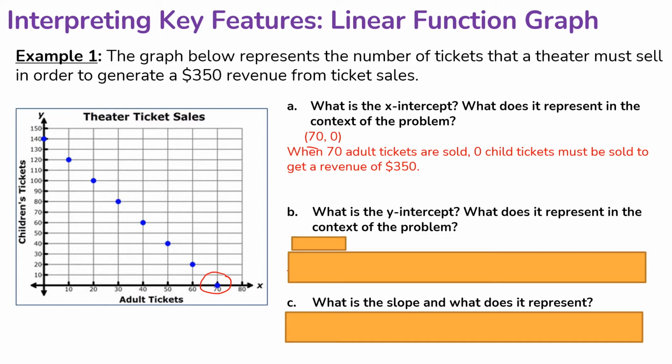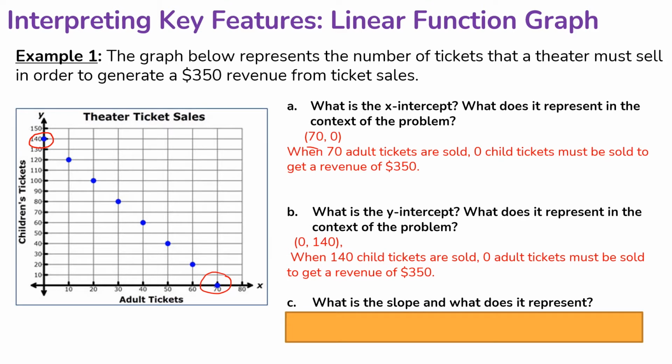It says, what is the y-intercept? What does it represent in the context of this problem? So our y-intercept, of course, would be where the graph crosses the y-axis. So that ordered pair is 0, 140. And what does this represent? Now we're looking at the children's tickets. So when 140 child tickets are sold, 0 adult tickets must be sold to get that revenue of $350.